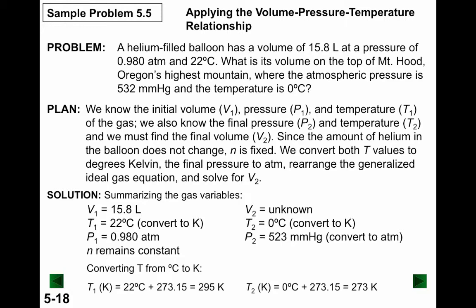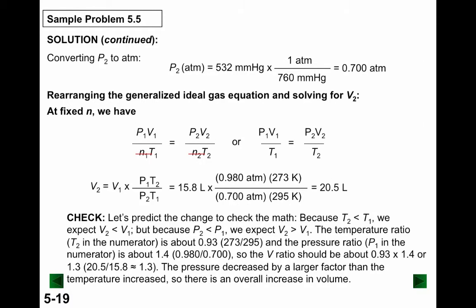So we need to convert degrees C to Kelvin and convert millimeters of mercury to atmosphere. Do these conversions before moving on to the next slide. Then we need to rearrange the ideal gas equation in order to solve for V2. So let's go to the next slide so we can see how to rearrange the ideal gas equation.